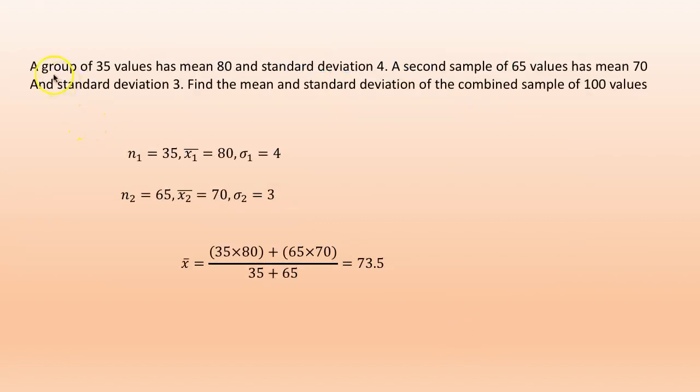So coming to a problem, a group of 35 values has mean 80 and standard deviation 4. A second sample of 65 values has mean 70 and standard deviation 3. Find the mean and standard deviation of the combined sample of 100 values. So N1 is 35, x1 bar is 80, sigma 1 is 4, N2 is 65, x2 bar is 70, sigma 2 is 3. So coming to the formula, x bar is N1 x1 bar, 35 into 80, plus N2 x2 bar, 65 into 70, by N1 plus N2, which is 35 plus 65. So you get the combined mean as 73.5.